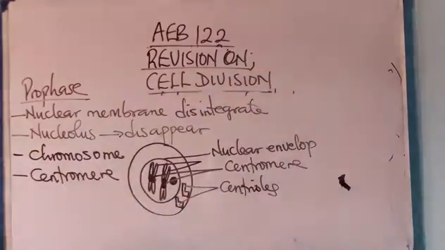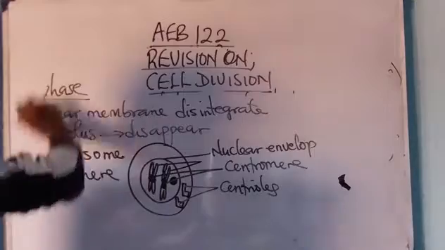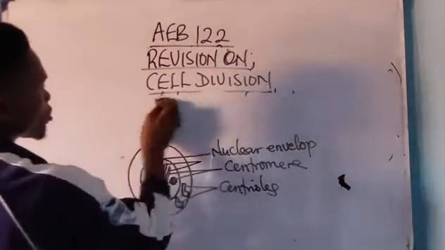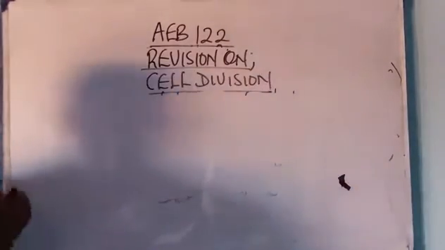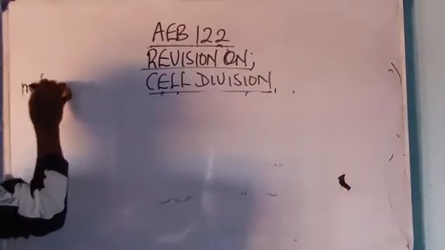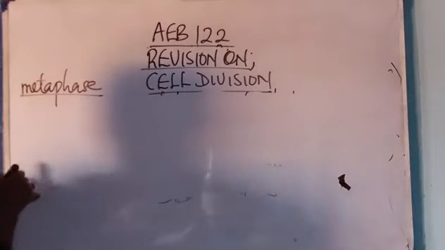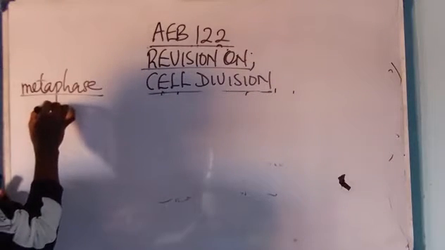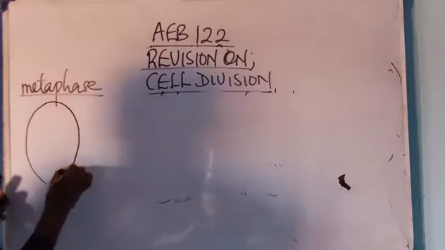So the next stage is metaphase. During the metaphase, there is formation of fiber. Fiber is formed during metaphase. So you have this. It looks like this.